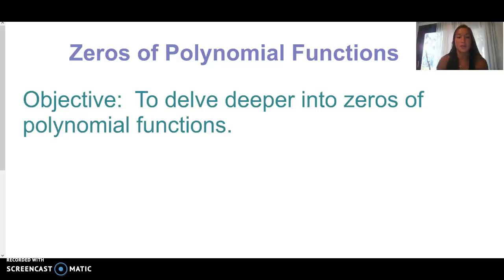All right, we're going to focus on zeros of polynomial functions. In this section, we are also covering the intermediate value theorem and just polynomial applications in general. So here we go.